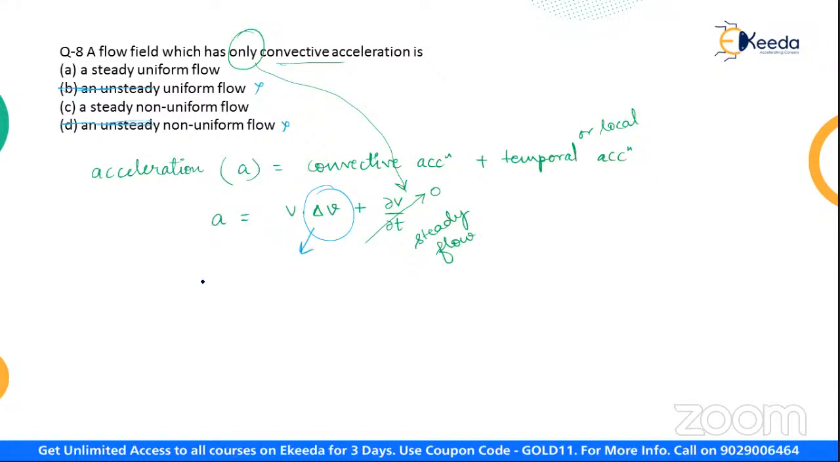Now this del V will be varying with respect to space, because local acceleration varying with time is not given. So that means our acceleration is varying only with respect to the space. And when a property is varying with respect to space at different section points, then that type of flow is known as the non-uniform flow. That means the correct option for question number 8 will be option C. The correct option will be a steady non-uniform flow for question number 8.